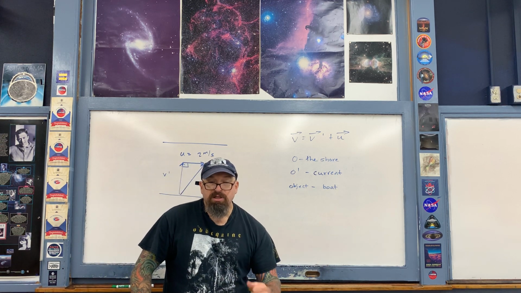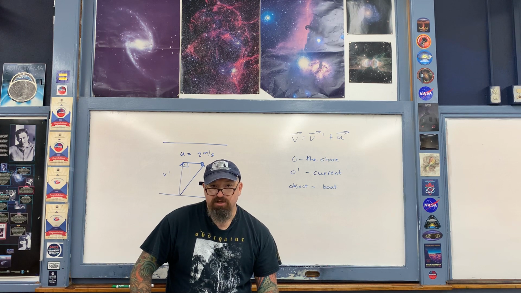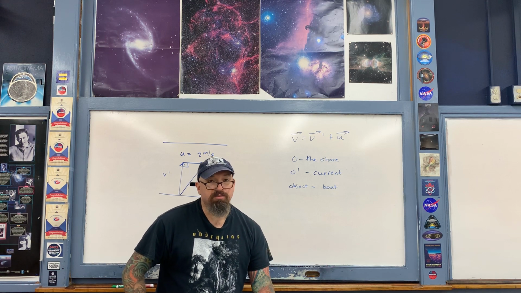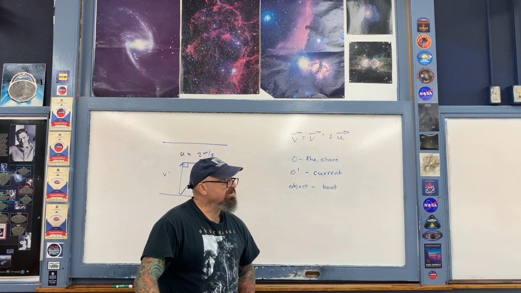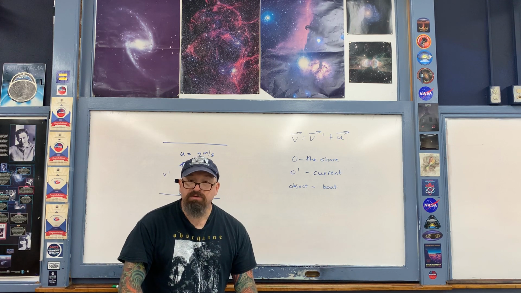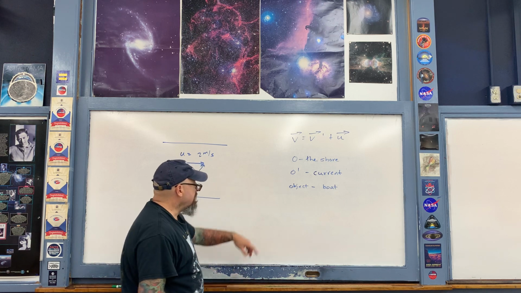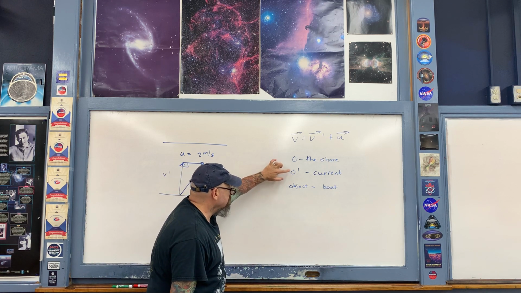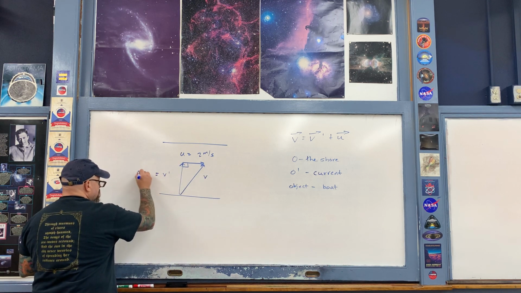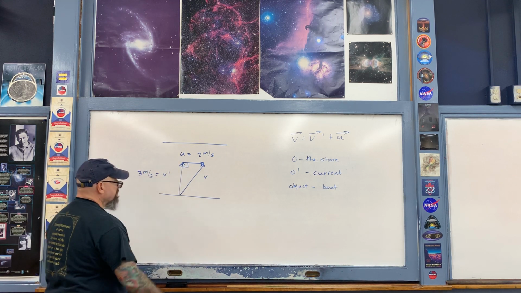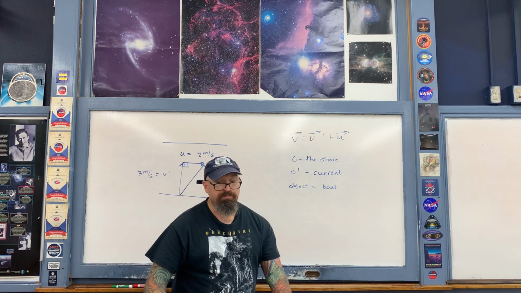Okay, now we are given the other side v prime of that triangle. It's given in the second sentence of the problem. In the second sentence of the problem, it says that the boat is capable of moving with respect to the water at a speed of 3 meters per second. That's describing the speed of the object with respect to the moving reference frame. That's the velocity vector v prime. So v prime is also given to us in the problem as 3 meters per second.